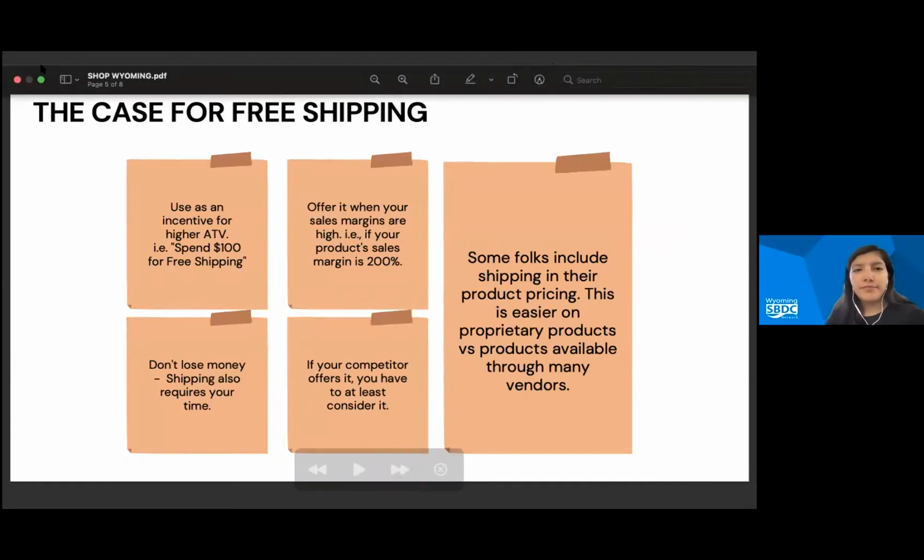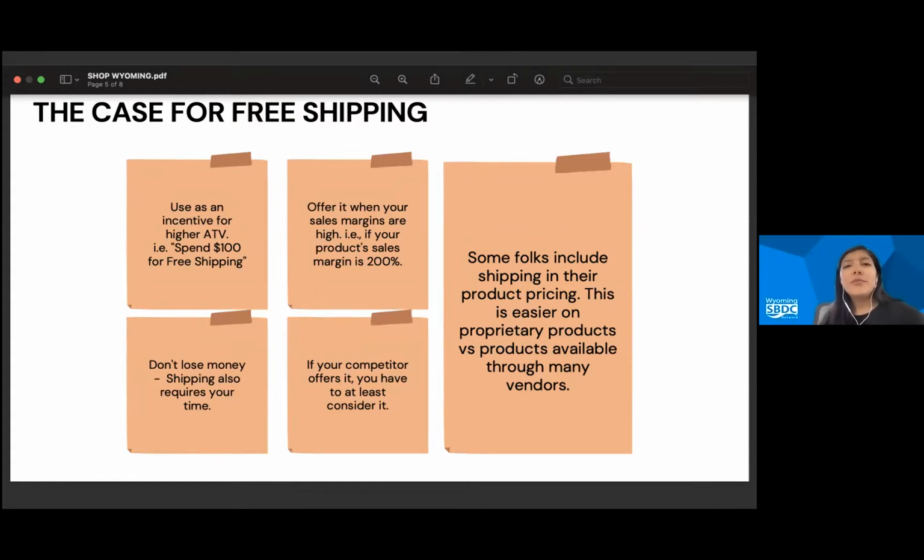Okay, so the case for free shipping. I wanted to spend a little time on this just to give everyone more of a perspective of how they can utilize free shipping and why it's a great asset to use. The first one I already talked about before is using it as an incentive for a higher average transaction value. That's your free shipping on orders over $100 or free shipping over $50, whatever that means to your store. Also offering it when your sales margins are high.